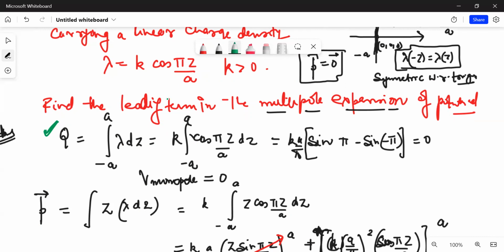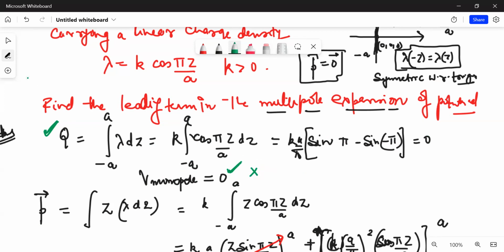You can clearly see that lambda dz is equivalent to writing K cos(pi Z upon A) dz, from minus A to A. The integration of cos(pi Z upon A) dz gives you A upon pi sine(pi Z upon A). If you put in plus A and minus A, this would be sine pi minus sine minus pi. So overall, it would be 0. Your net total charge would be 0, so your monopole contribution to the potential would be 0. So there would be no such contribution due to the monopole, and your leading term will not be found by V monopole.